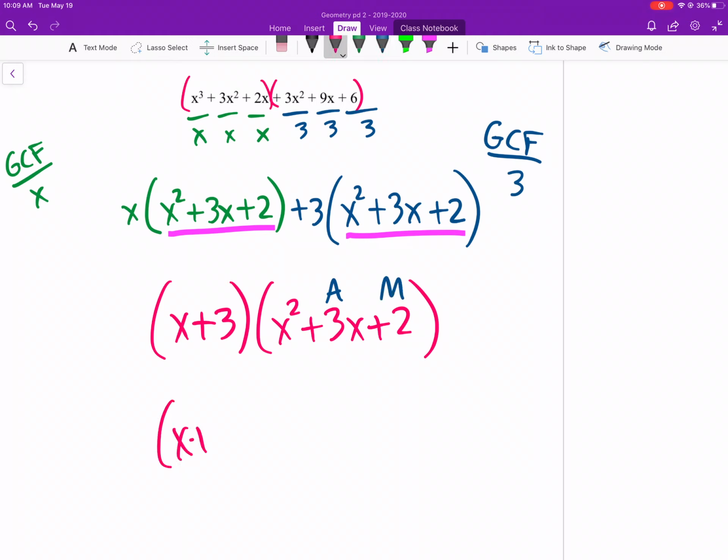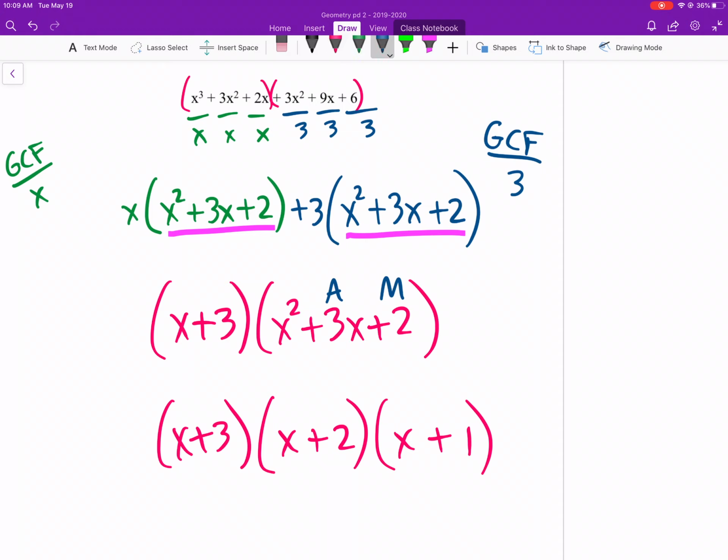X plus 3 stays out front. Now, what are the factors of 2 that add to 3? Just 2 and 1. And now x you throw out in front. And just keep in mind, it's standard AM factoring, you just get that second exponent. That second exponent is 1. These are getting x to the first power.